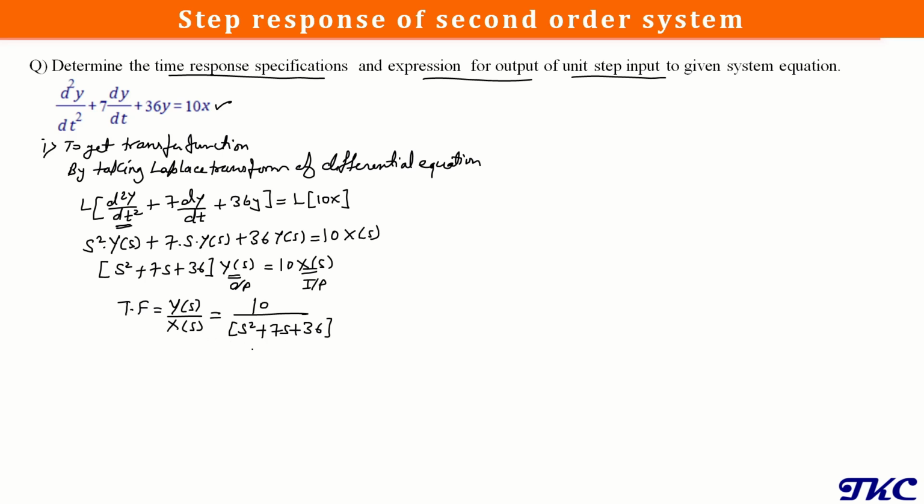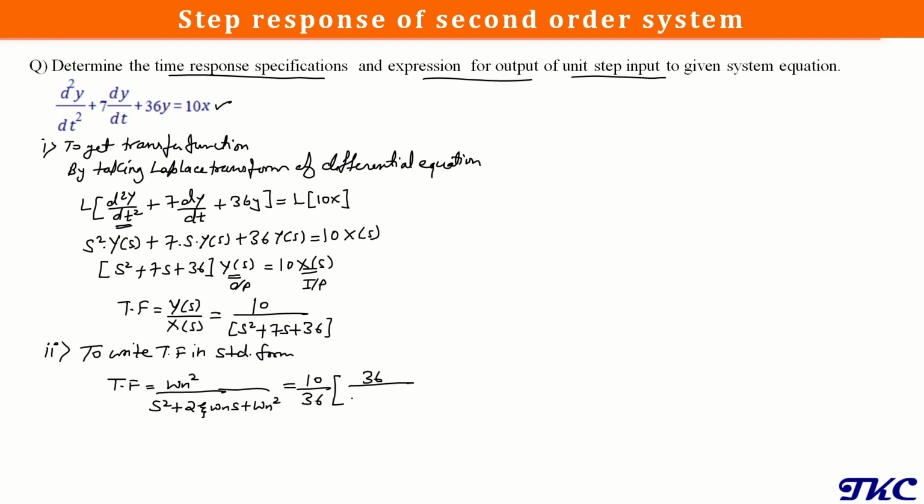Now the next step is to rewrite this transfer function in standard form. The standard form, we know, is omega n square upon s square plus 2 zeta omega n s plus omega n square. So the transfer function for this system will be 10 by 36, and in brackets we will have 36 upon s square plus 7s plus 36. Now this is the standard transfer function. We write it this way in order to get the natural frequency and damping ratio of the system. By equating, we get omega n square is equal to 36, and based on that the natural frequency is the square root of 36, that is 6 radian per second.